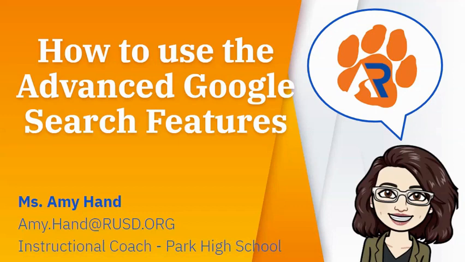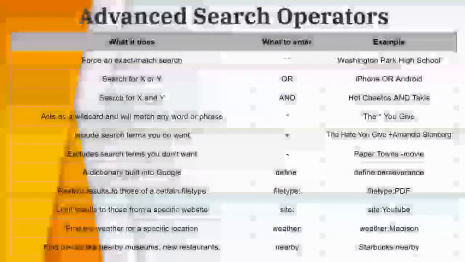In this video, I'm going to show you how to use the advanced Google search features. So Google has this thing called advanced search operators, and these are things that you can add to your Google search in order to get a little bit more specific about what you're looking for.